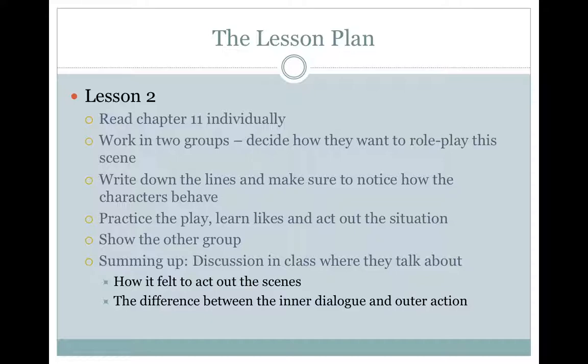And I want them to try to learn their lines, not the lines, learn their lines, and just practice rolling on the floor or lawn or acting out. And then I want them to show the little play to the other group. After we've done that, and I'm sure we're going to have a few laughs, I want to sum up the lesson by having a short discussion in class where they talk about how it felt to act out these scenes.